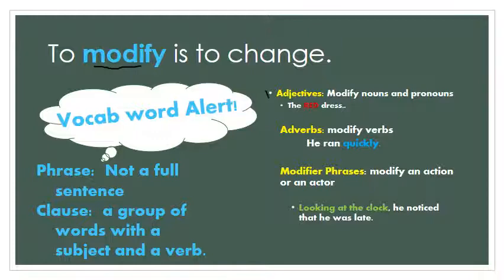We have modifiers in the forms of adjectives, which modify a pronoun or noun, adverbs, which modify verbs, or phrases. They can modify an action or an actor. Remember, a phrase does not have a sentence. It's not a full sentence, excuse me. And a clause is a group of words with a subject or a verb. Please pause this if you're unfamiliar with phrases or clauses and go over this once again. Remember, a clause has a subject or a verb, but a phrase does not.